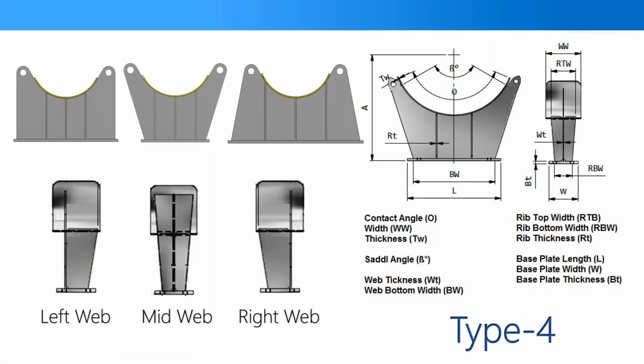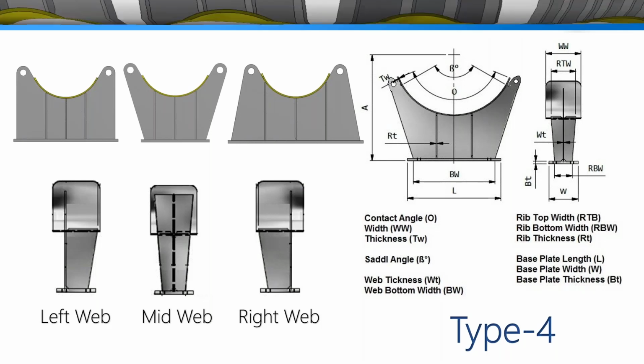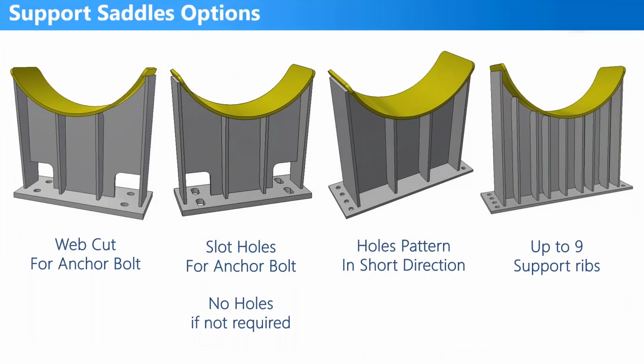The last shape, which is the saddle with lifting legs, you can make it, and the same option for the web width at the bottom. More options on the saddle, like you can make a cut on the web. In this case, in some specifications, you need to make a cut on the web to suit the anchor bolt tightening. You can make slot holes.